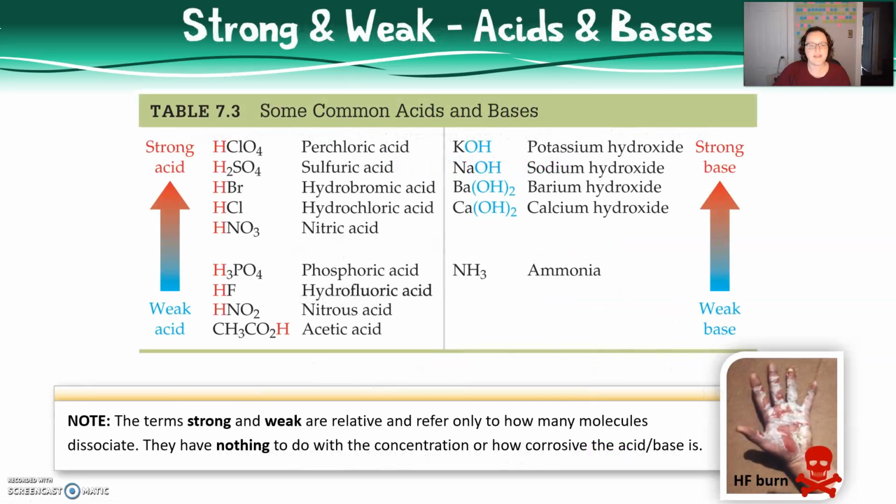This chart shows a list of some common weak and strong acids and bases. Note that strong bases are always metal hydroxides, specifically those that are soluble, as an insoluble metal hydroxide would not dissociate very much and therefore is not considered a strong electrolyte or strong base. Also, be careful about interpreting strong and weak to indicate how corrosive an acid or base is, as this has more to do with the reactivity of the elements in the acid and very little to do with how many molecules have dissociated to form ions.